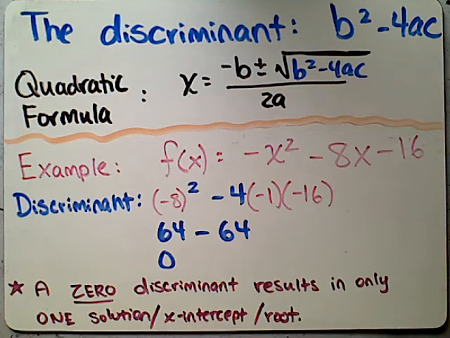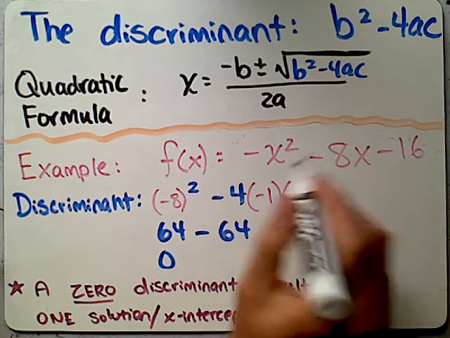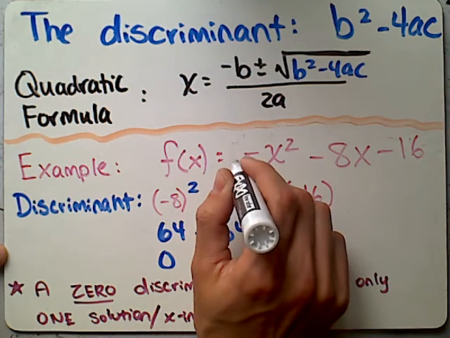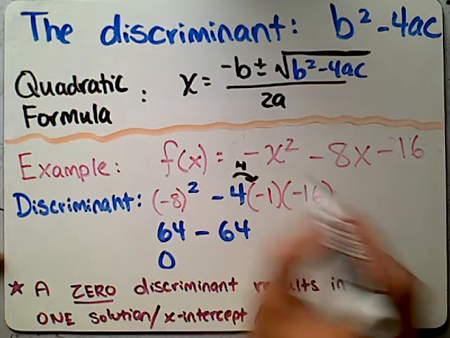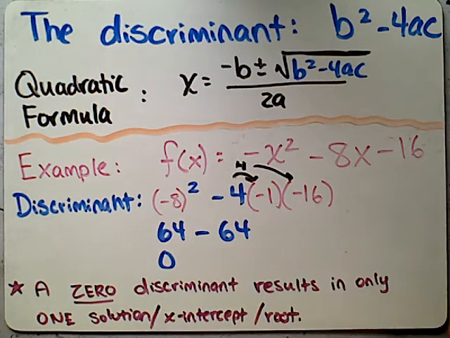Write down maybe this middle step. You could jot down that you multiply these two together. You could write positive 4 here maybe, then multiply that 4 by this last number, this negative 16, just so you make sure you do that correctly. You'll get 64 minus 64, that's of course 0. That 0 discriminant results in only one solution, x-intercept or root.